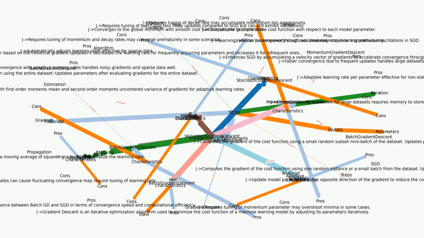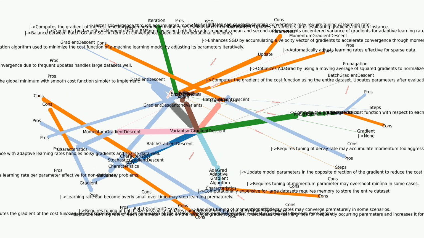Stochastic gradient descent (SGD). Description: Computes the gradient of the cost function using one random instance or a small batch from the dataset. Updates parameters after evaluating gradients for each instance. Characteristics. Pros: Faster convergence due to frequent updates, handles large datasets well. Cons: Noisy updates can cause fluctuating convergence, may require tuning of learning rate.